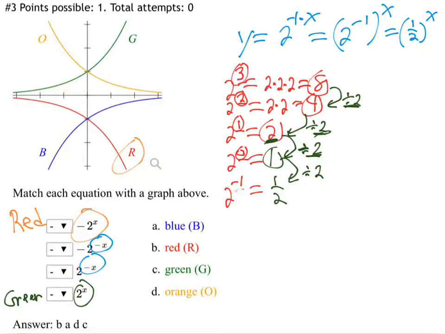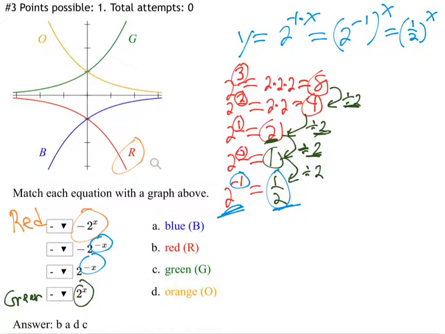So there's the proof of it. 2 to the negative 1 power is a half. So what did that negative do? It flipped it down to the bottom. That's what negative powers do, so you need to know that.